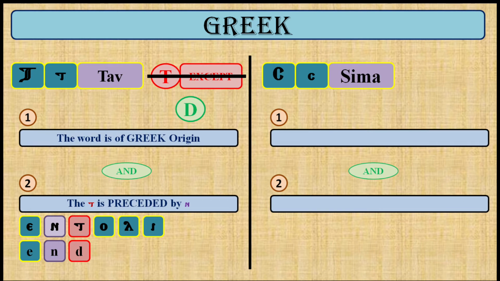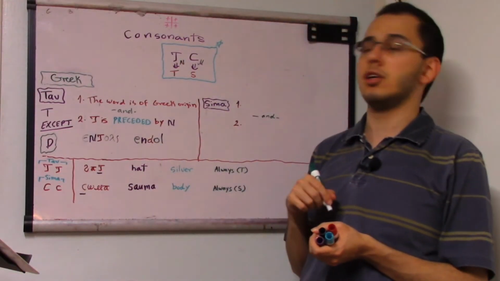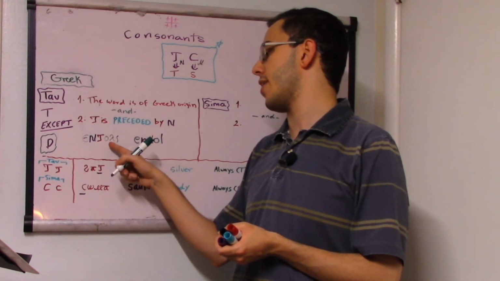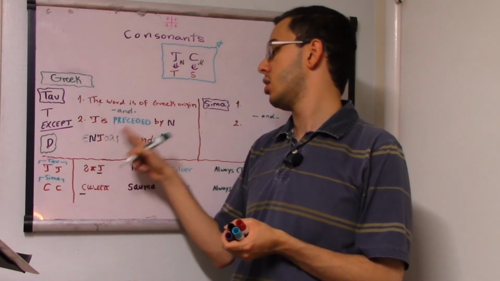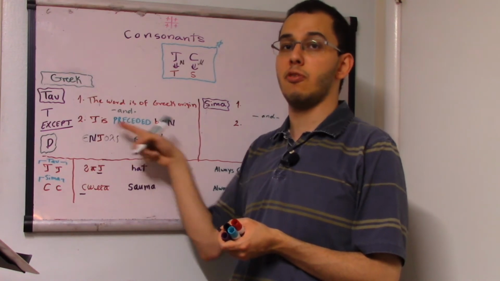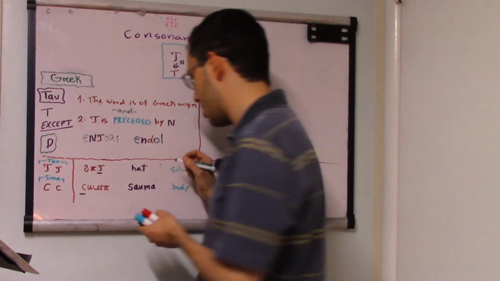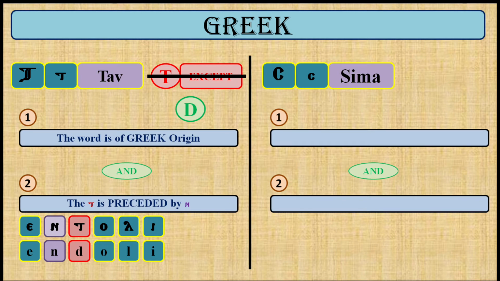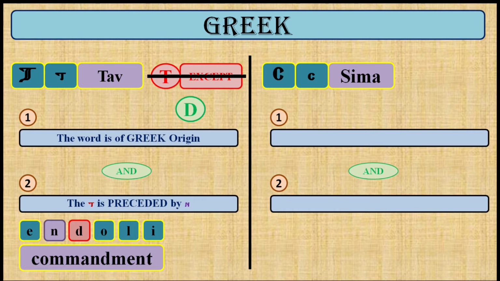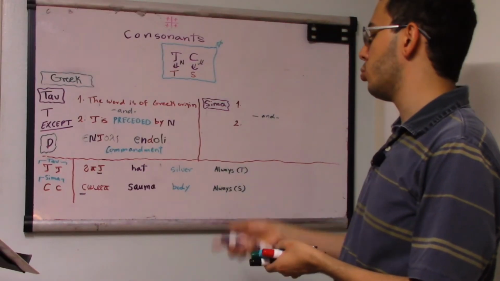So Omicron or O is just the O that we're used to, one of the vowels. And then Lolla, we showed it on one of the words we learned last time as an L. And then the Iota, you ask yourselves the $1 million question. Is the Iota preceded by a vowel? In this case, Lolla is not a vowel. After it, there is nothing, so there is no vowel before it or after it. So in this case, it's the I we're used to in Doli. And so that word means in English, commandment.